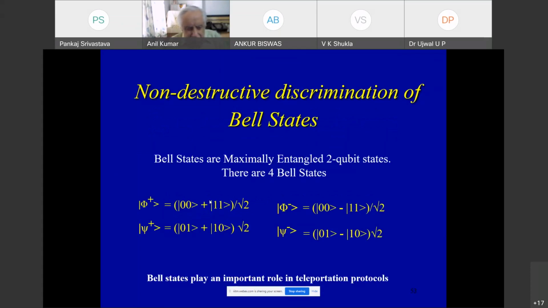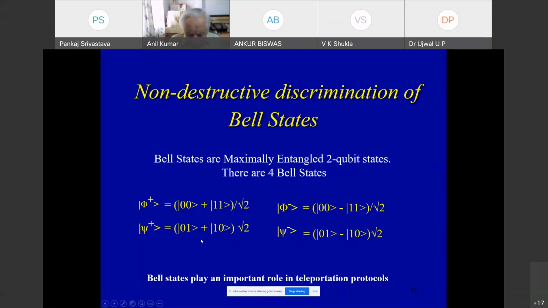non-restricted discrimination of Bell states. Okay, this was given by Professor Panigrahi, and he gave a theoretical approach for how to distinguish them. And my student Jharna, who is no more, did the experimental non-restricted discrimination of Bell states. So these are the 4 Bell states: 00 plus 11, 00 minus 11, 01 plus 10, and 01 minus 10.